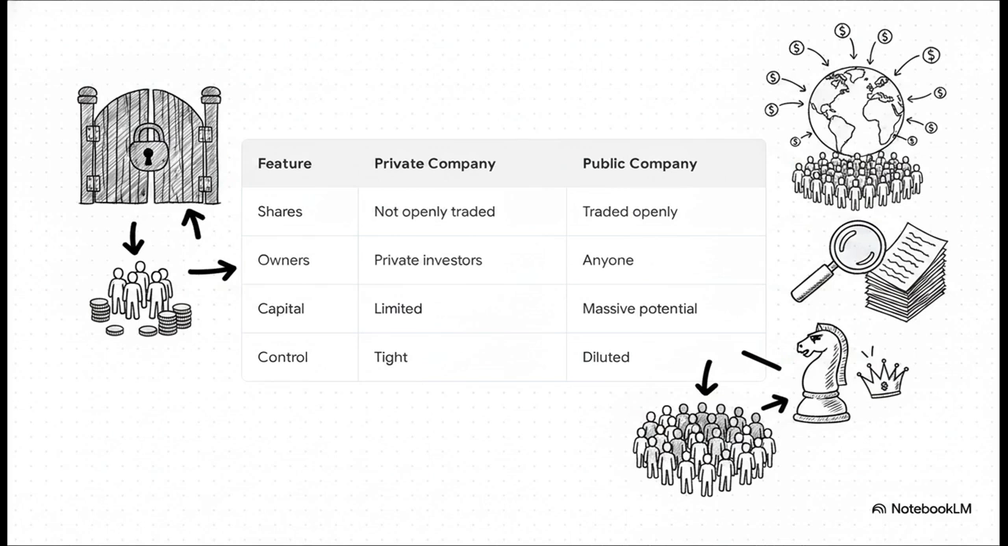On the flip side, you have the publicly held company, which sells its shares out on the open stock exchange. Doing this lets them raise massive amounts of capital from the general public, perfect for global expansion. But of course, that cash comes at a cost. You're looking at intense regulatory scrutiny, diluted control, and the ever-present risk of a hostile takeover by outside investors.